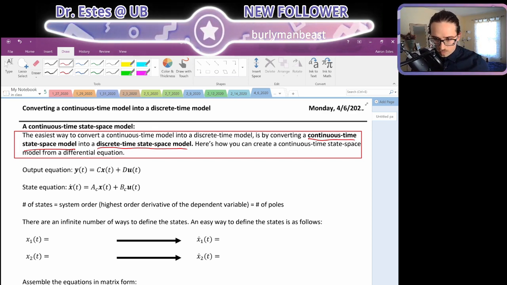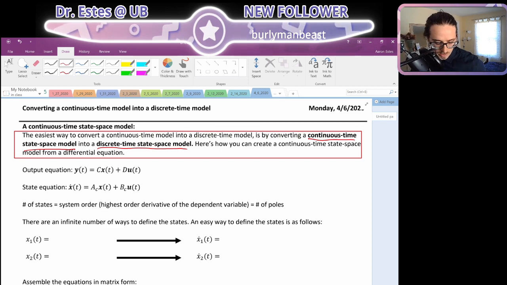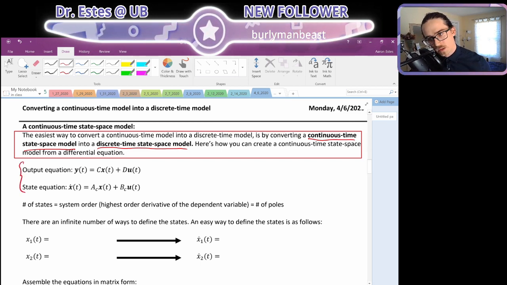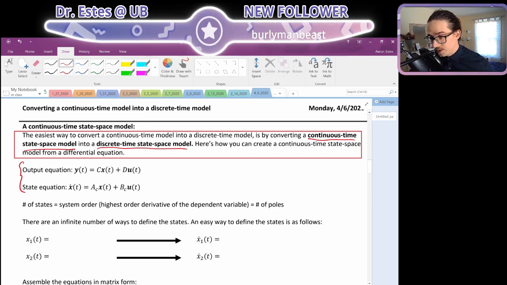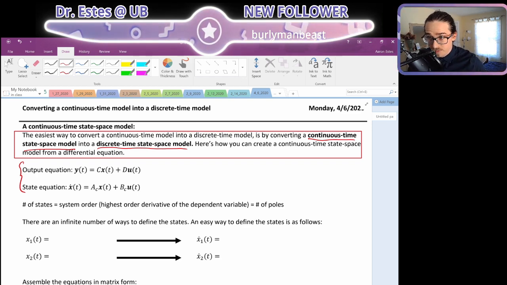So we're going to convert our continuous time differential equation into a continuous time state space model. So a continuous time state space model works basically the same way as a discrete time state space model in terms of its structure.